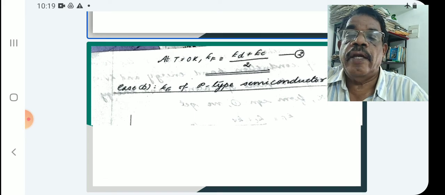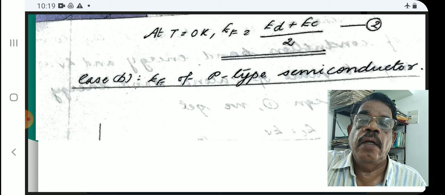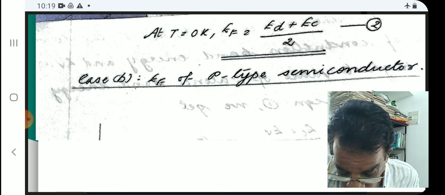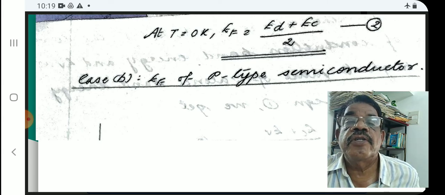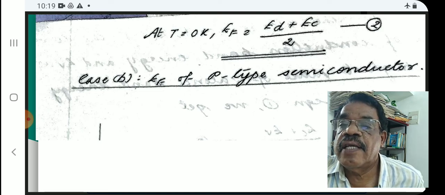At 0K, this Fermi level assumes a form where the temperature term vanishes. That is, at T equal to 0K, EF is equal to ED plus EC by 2. Equation number 2. Next case, case B.